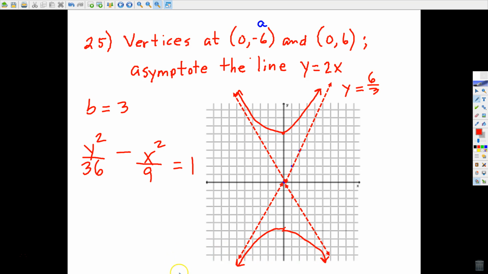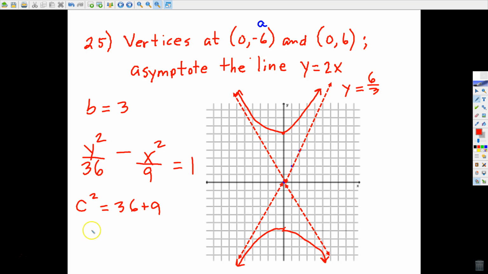And we need focal points. So find out what C is using c squared equals a squared plus b squared. So the focal points are going to be the square root of 45.